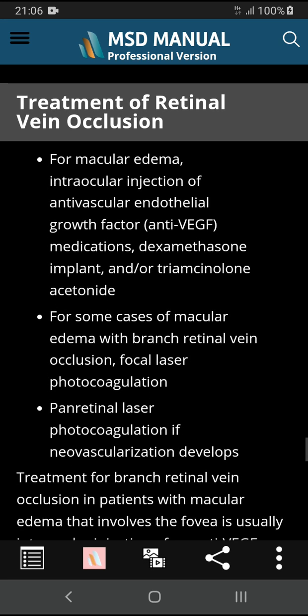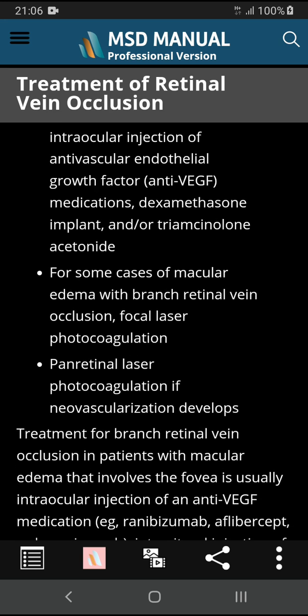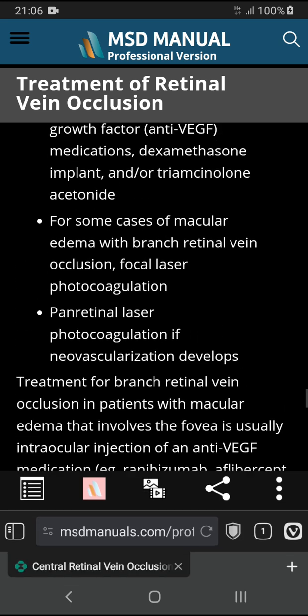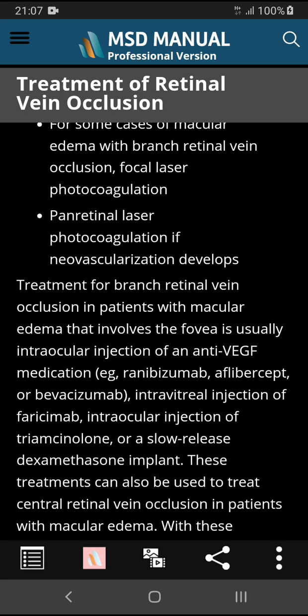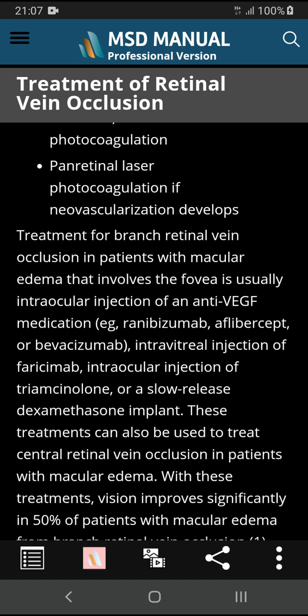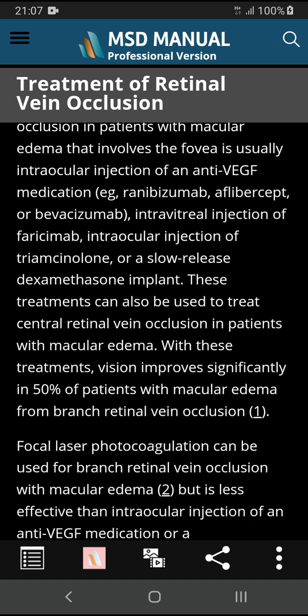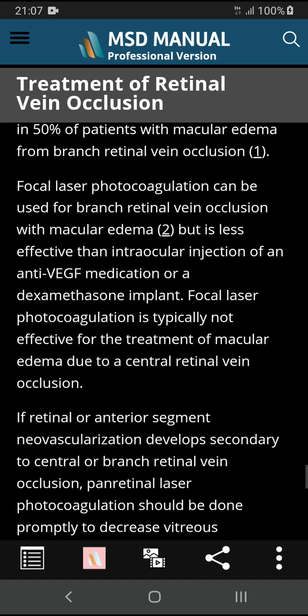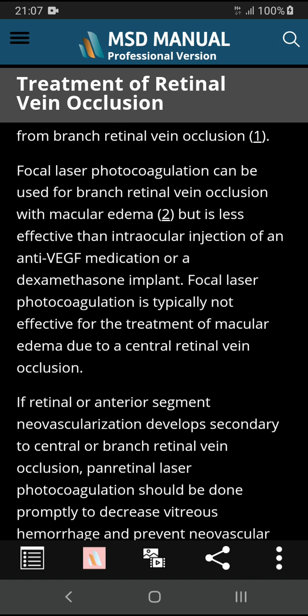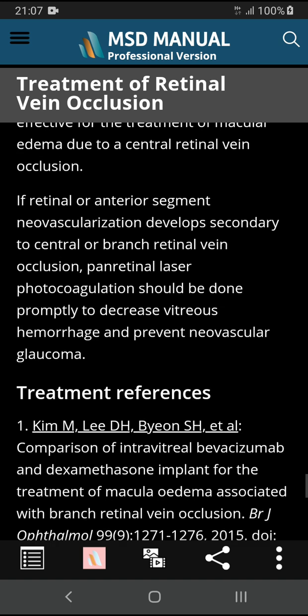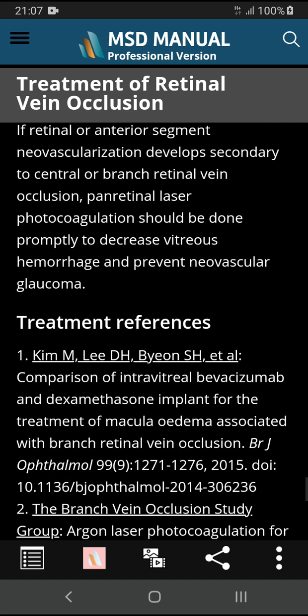So for the treatment, you will mostly see anti-VEGF, sometimes steroids, and sometimes lasers for edema, and laser for neovascularization. Anti-VEGF is the main course of treatment, and steroids are also used. Laser photocoagulation is used for branch retinal vein occlusion macular edema, but it's less effective than anti-VEGF. And if there is neovascularization, pan-retinal photocoagulation may be an option.